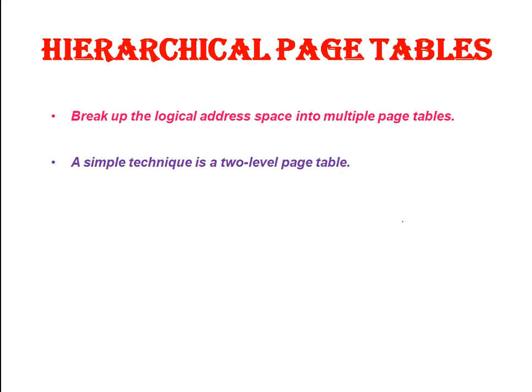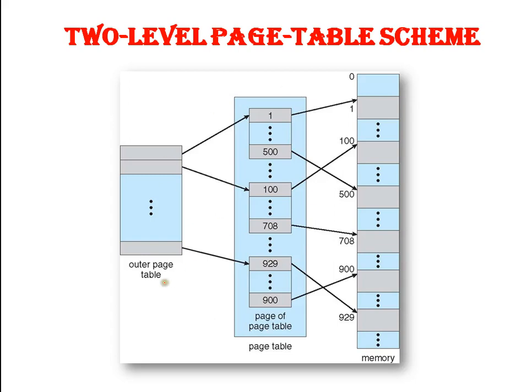Hierarchical paging, as the meaning of hierarchy suggests, uses different levels. That is, we break up the logical address space into multiple page tables. It is a simple technique with a two-level page table. What is this two-level page table?